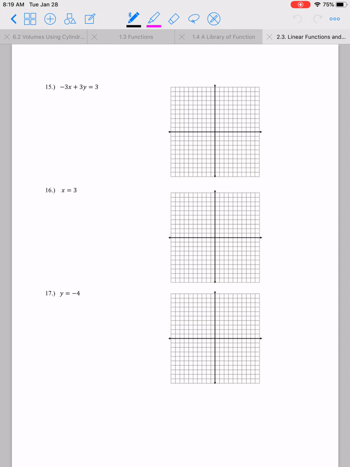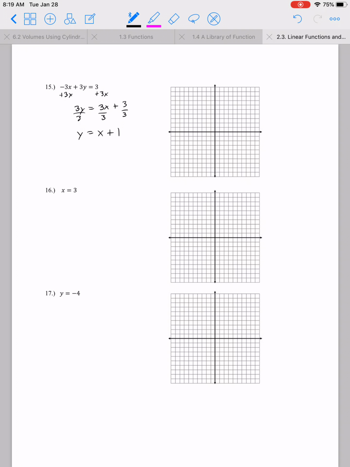Let's go on over here to the next page. I'll go ahead and finish these up just so you make sure that you actually have them. So for this one, again, we're going to have to solve for y. So we're going to add 3x to both sides, okay, to cancel it out. And we'll get 3y equals 3x plus 3. And if we then divide everything by 3, we'll get y equals x plus 1.